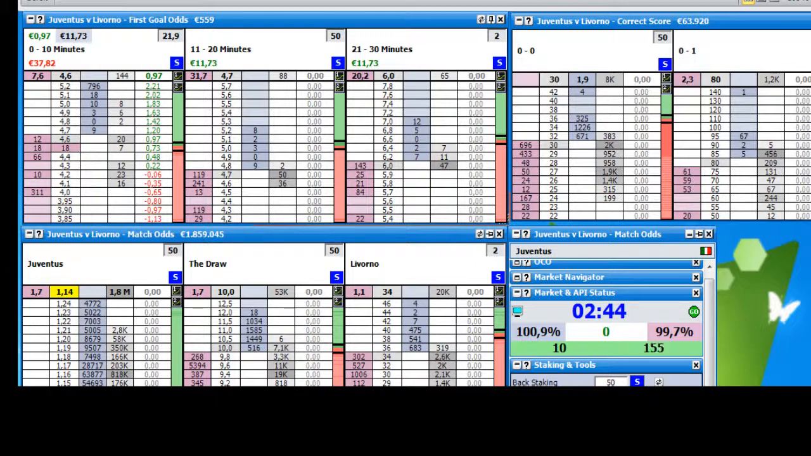I need an Excel sheet now to calculate my exact odd, my average odd.